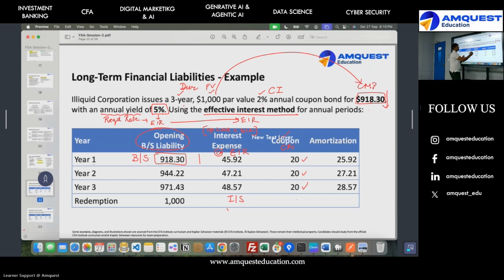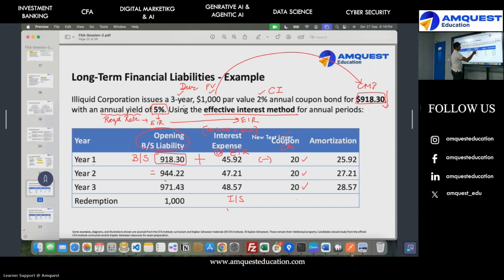Your liability will increase by the amount of interest you should pay, right? Have to pay interest, it goes up. But you paid only so much. So your liability went up by 45 and reduced by 20. What is your closing liability? 918 plus 45 minus 20 gives you 944. Clear? Now 944 is the opening liability next year.